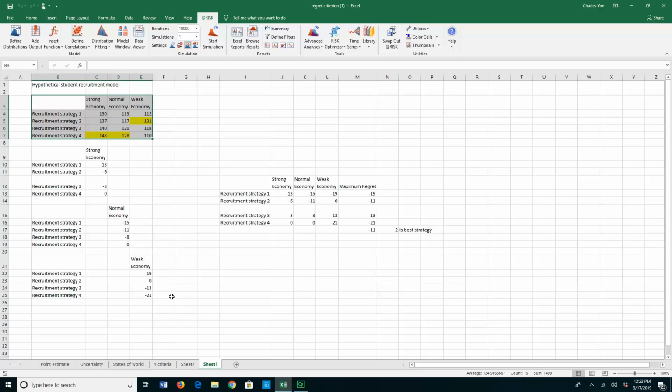In this video, we're going to consider the regret criterion with uncertain inputs. So let's look up here at this matrix that has our raw input data. These are the values that you saw last time when they were point estimates.